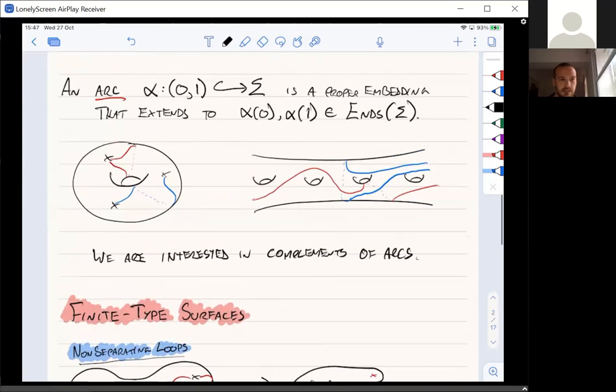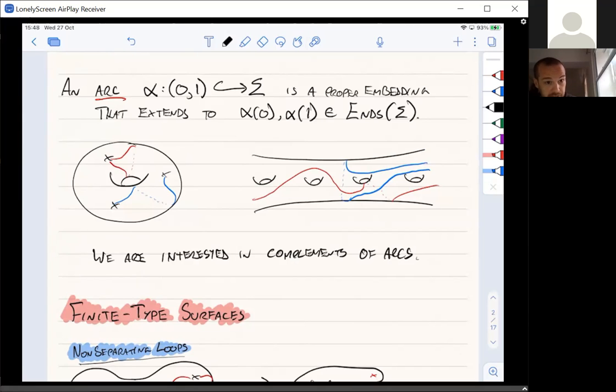Here's a crash course on arcs. Now, an arc for us, well, first of all the surfaces we consider will have no boundary at all. So when I say arc, I don't mean the endpoints are on the boundary. I mean some proper embedding. So these arcs don't self-intersect. And all their accumulation points are where they should be on the arc.